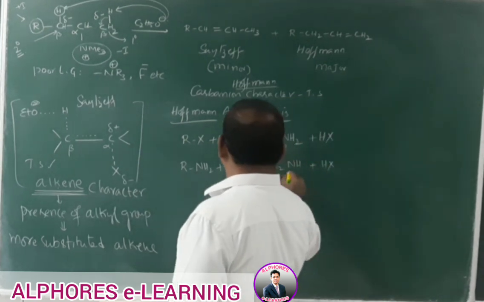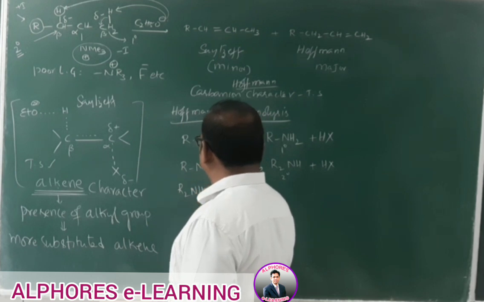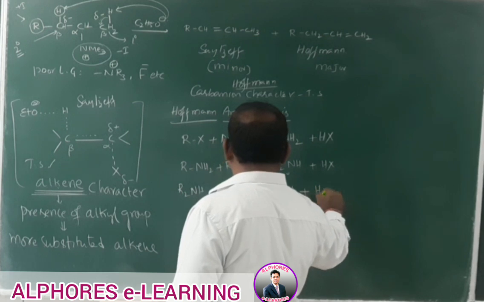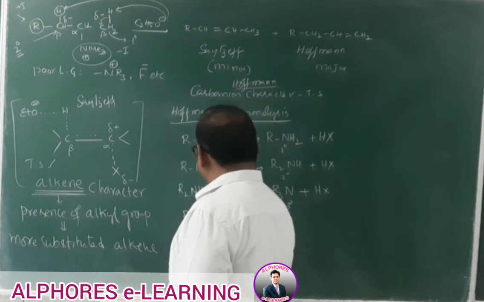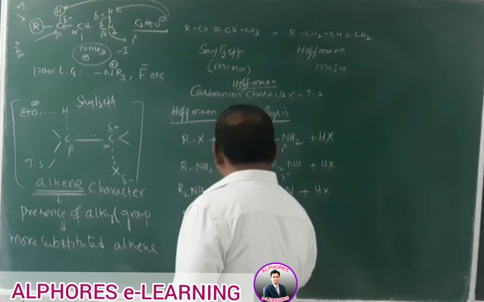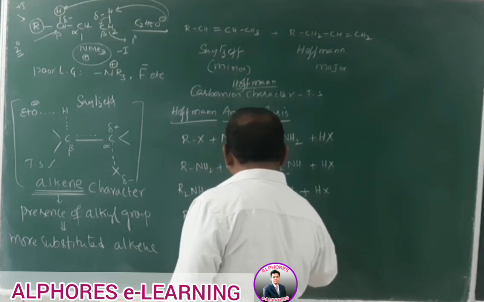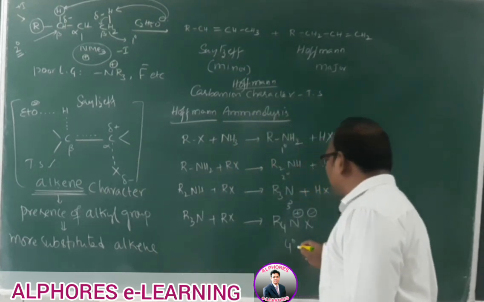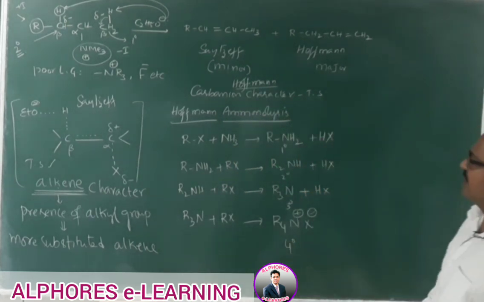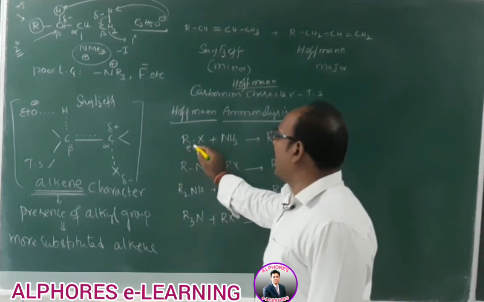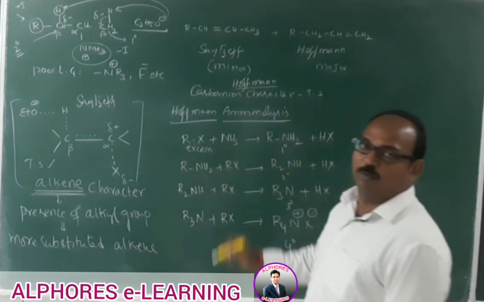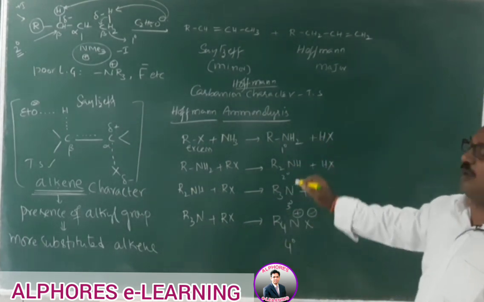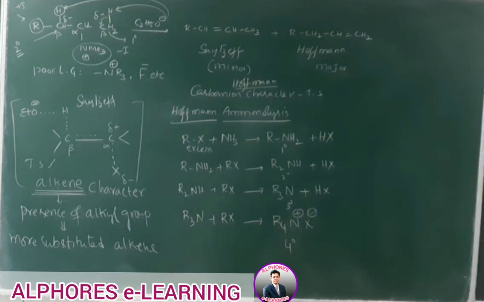This secondary amine upon further reaction with RX gives tertiary amine R3N plus HX. Tertiary amine R3N upon reaction with RX gives quaternary ammonium salts R4N+ X−. This one is the fourth degree, meaning quaternary ammonium salts. If we use excess alkyl halide and less ammonia, we get polyalkylation, so primary amine, secondary amine, tertiary amine and quaternary ammonium salts are all formed.